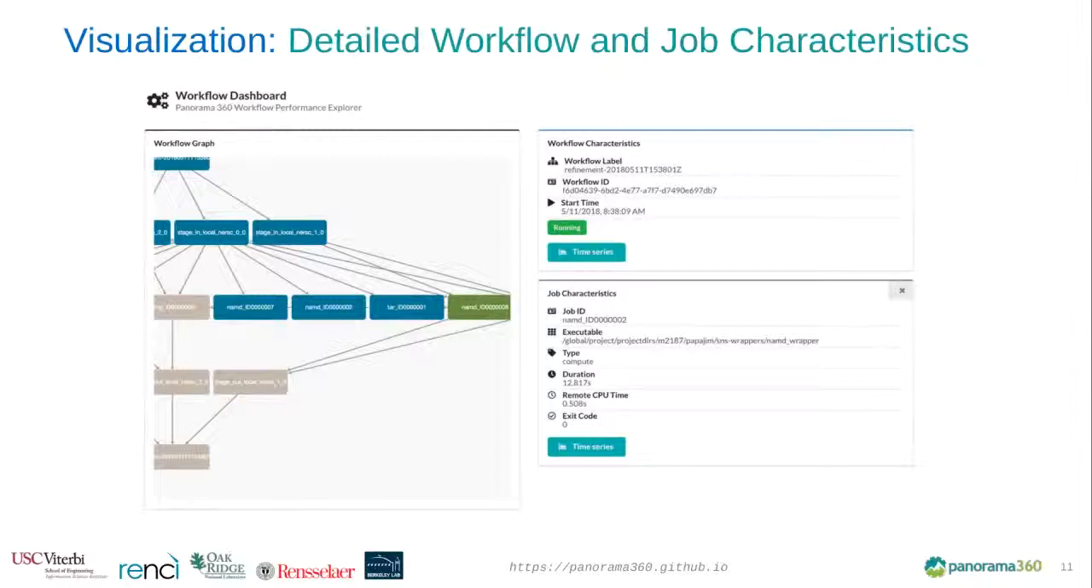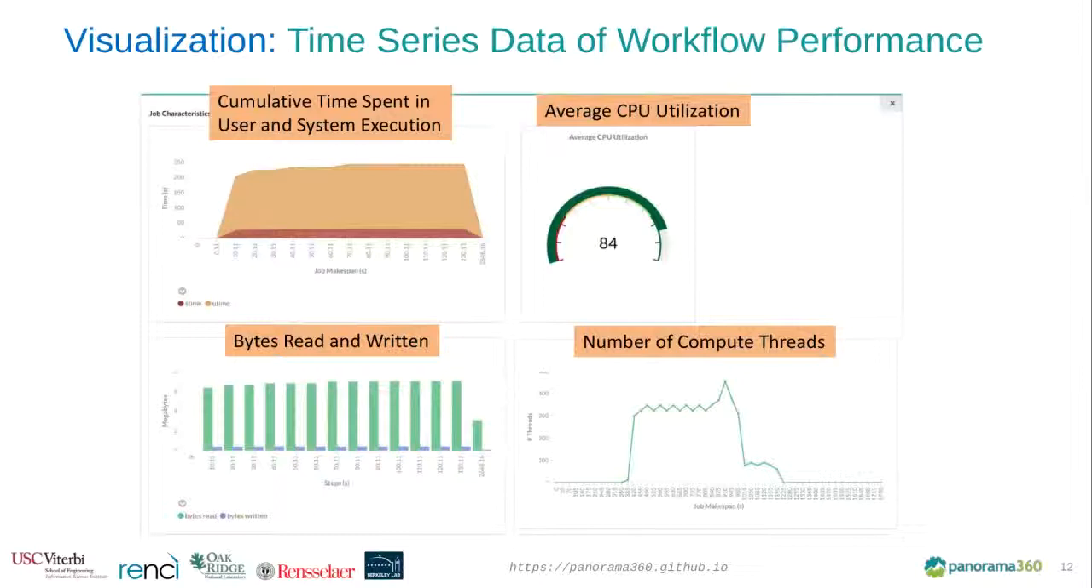As I said, we also provide our own visualization tool. We have created a custom workflow Kibana plugin, which we call the Panorama 360 plugin. This provides a representation of the DAG and also gives general information about the workflow, for example, the workflow label, the workflow ID, and the start time. And it doesn't stop there. It goes down to the job level, and it will also give you job-specific statistics. For example, you have the makespan of the job, the average CPU utilization, the bytes read and written, and it also presents the number of compute threads the job used.